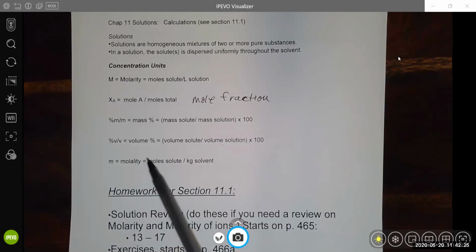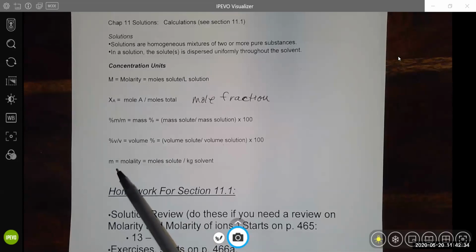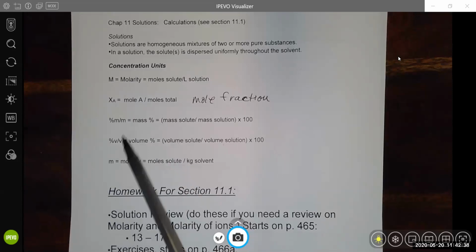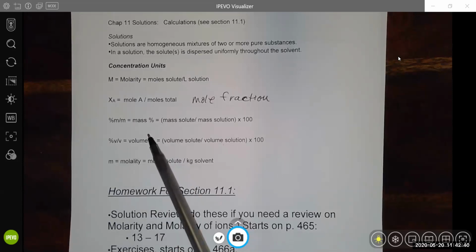So it's not something you normally would label a bottle. If you had a solution of, let's say, acid, maybe 2 molar acid, you'd say. You wouldn't use molality. It's more for calculation purposes. Okay, we'll get to that in a minute. So we're going to use most of these. We're not going to do the volume one. We're going to use most of these in a minute.